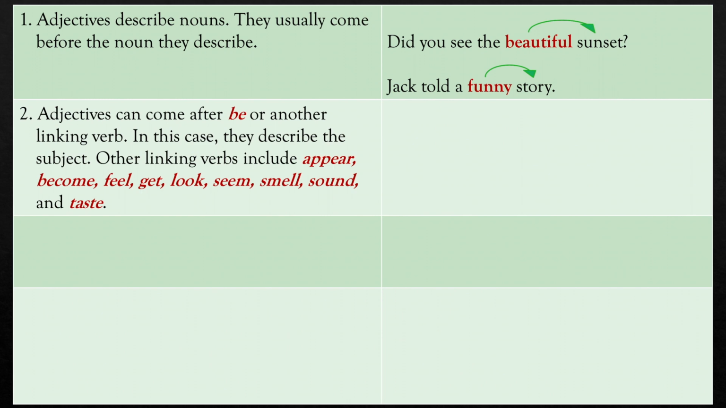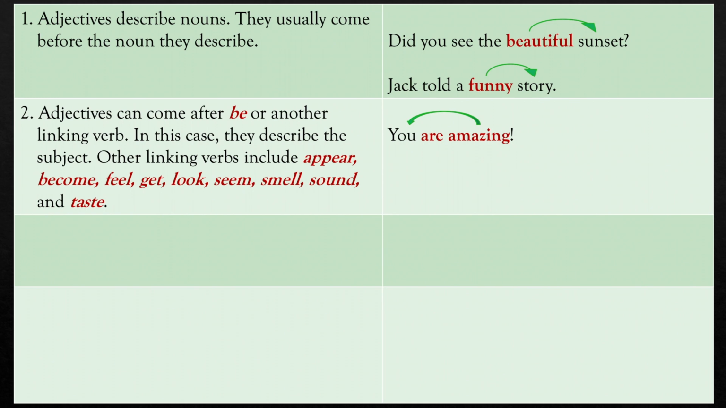For example, we can say, "You are amazing." In this sentence, amazing is the adjective, and it's describing you. This is how we use adjectives in sentences with linking verbs. Another example is, "You look tired." Tired is the way you look. Another one, "The garbage smells horrible." There you go. Yuck.